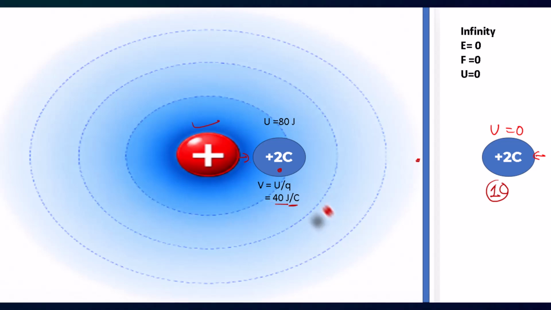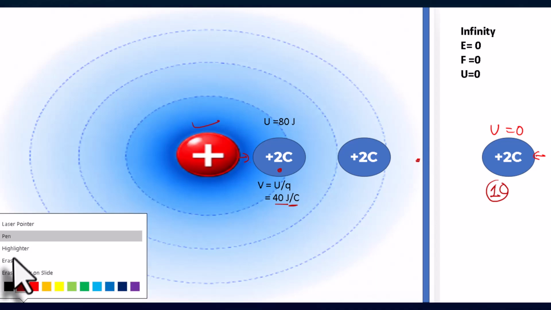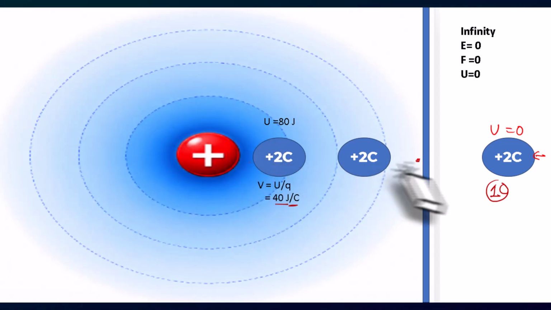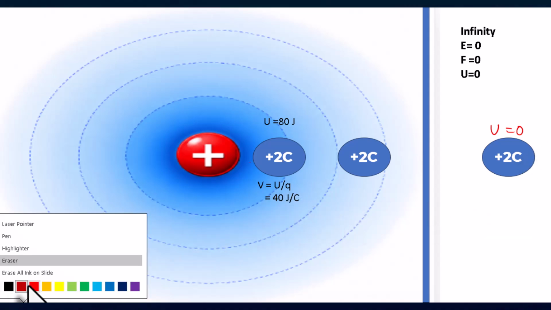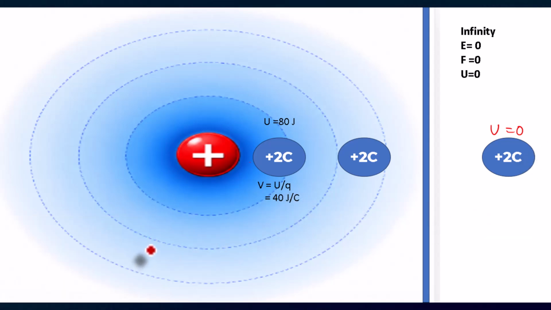Now suppose, instead of bringing the charge here at this particular location, we stop at a point farther away from the source charge. Let's say we bring the charge only up to here. Now, once again, let me erase things that I don't need. Now, the question is, when we brought this charge only up to here, further away from this particular charge, will the energy gain be more than 80 joules or less?